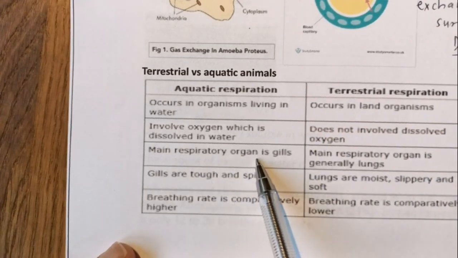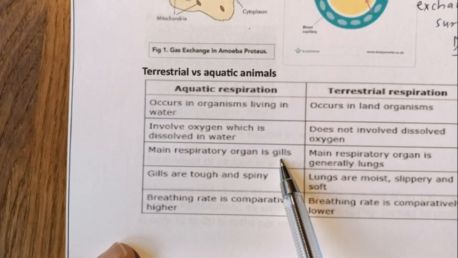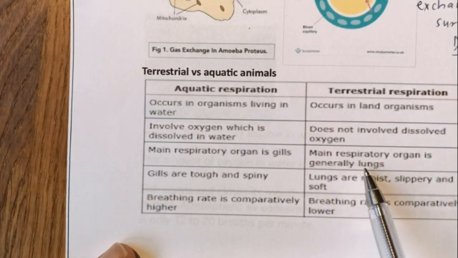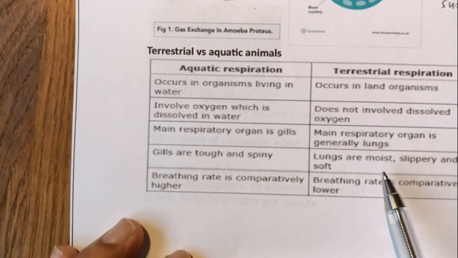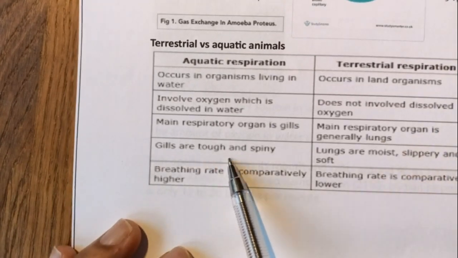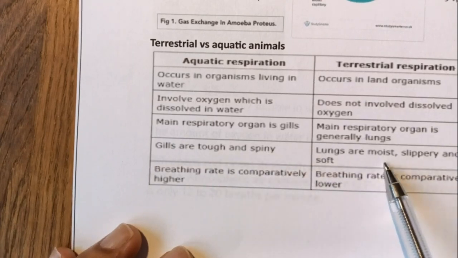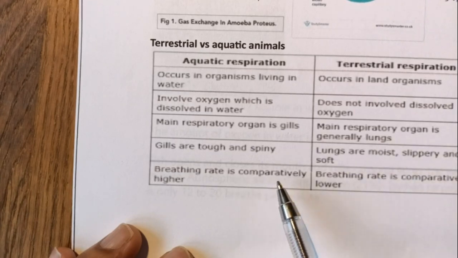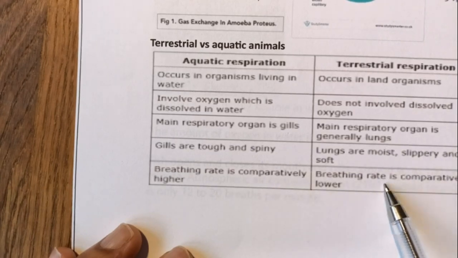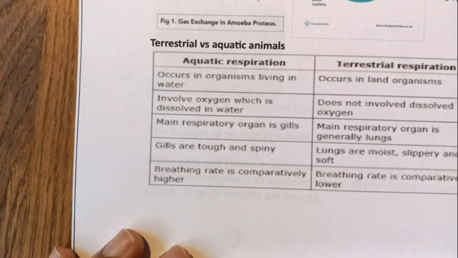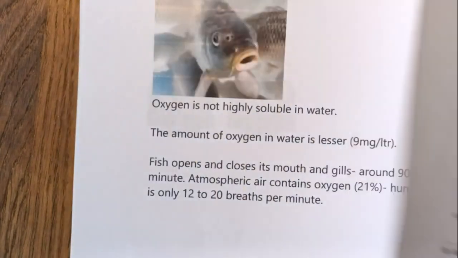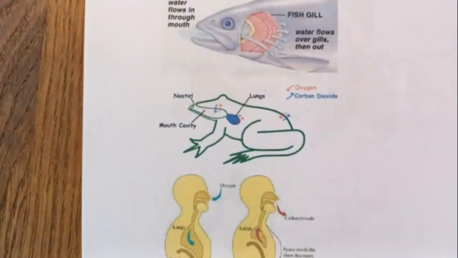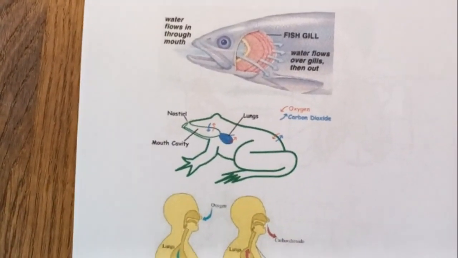The main respiratory organ in aquatic respiration is gills. Main respiratory organ in terrestrial respiration is generally lungs. Okay, gills are tough and spiny. Lungs are moist, slippery and soft. Breathing rate in aquatic respiration is high. Breathing rate in terrestrial respiration is generally low because they have more oxygen available. Okay, so the same thing is described here in more details.